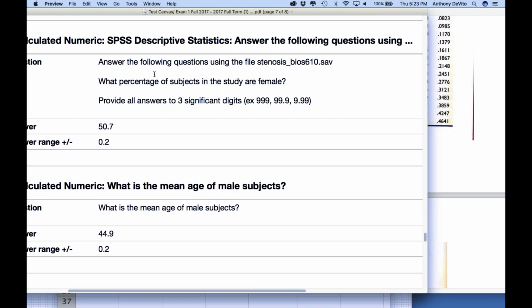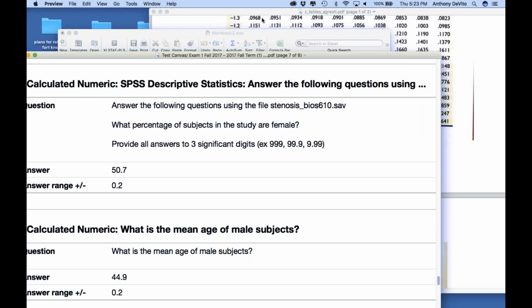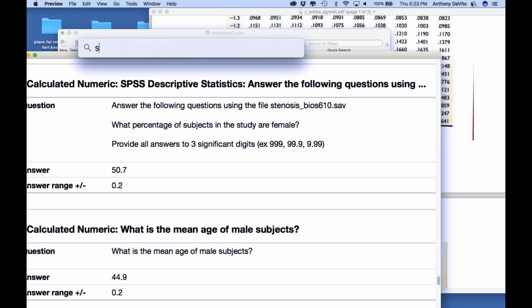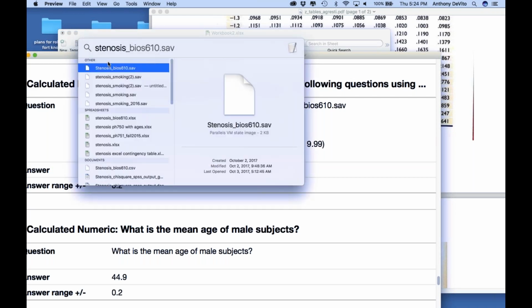Now, okay, stenosis. Okay, let's see if I can find that file. Stenosis Bio 610. Here we go.